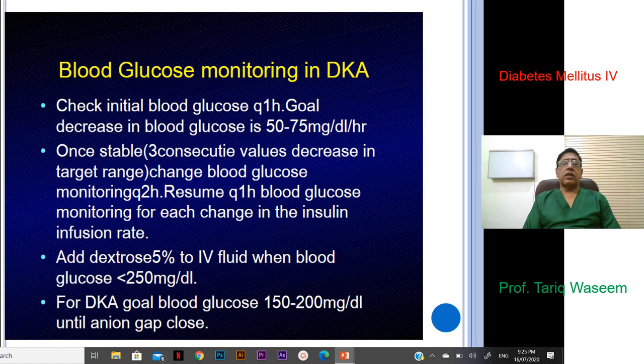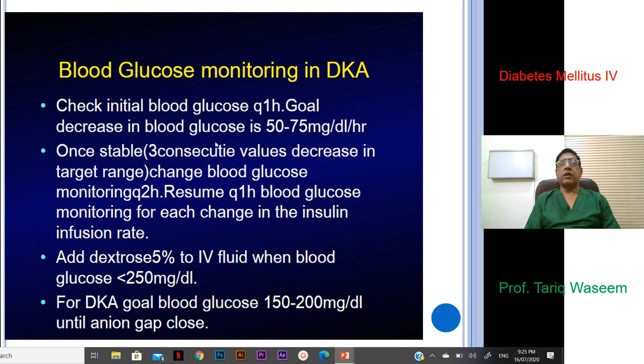After having corrected the dehydration, the next thing is to lower the blood glucose level. The initial blood glucose level should be checked, and then monitored every 1 hour. With the institution of therapy, which would mainly be insulin, we should have a decrease in blood glucose level of around 50 to 75 milligrams per hour. And if you don't get that desired response, you might have to increase their insulin dosage or infusion rate.